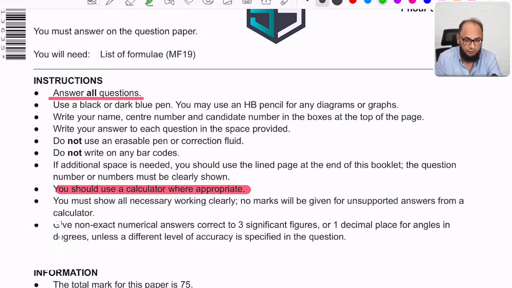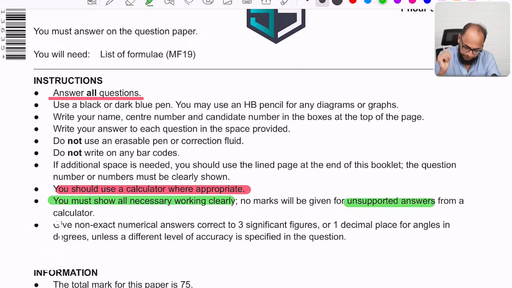And the most important of everything is that you must show all necessary working clearly. Do not assume anything. Believe me. Write down every single detail, every single step in the manner that you have seen on the ALT lectures, the recorded lectures, as well as what you're going to see right now. No marks will be given for unsupported answers from a calculator. Why should you be given the marks when the calculator is doing all the stuff? So that means you should show all the working, you should work out everything, and then you have to reach a conclusion.